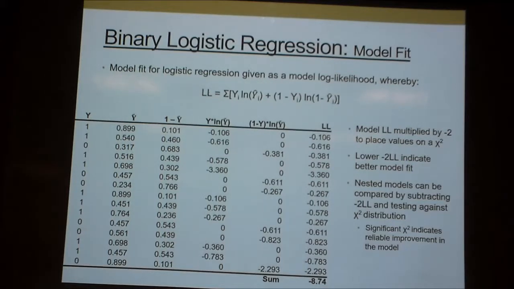We have negative chi-square values, right? Chi-square distribution is all positive. But if we multiply our log likelihood by -2, we get a -2 log likelihood, with lower values indicating better fits.